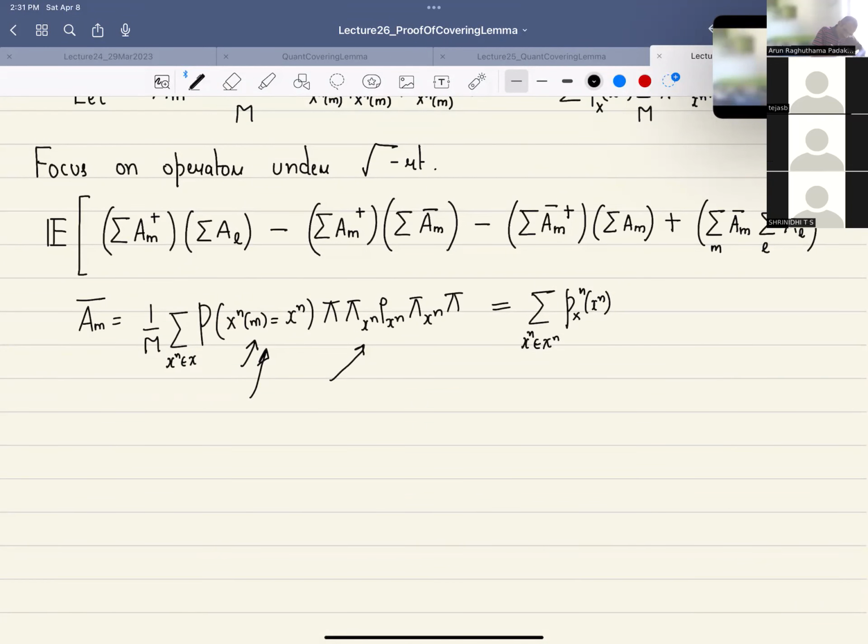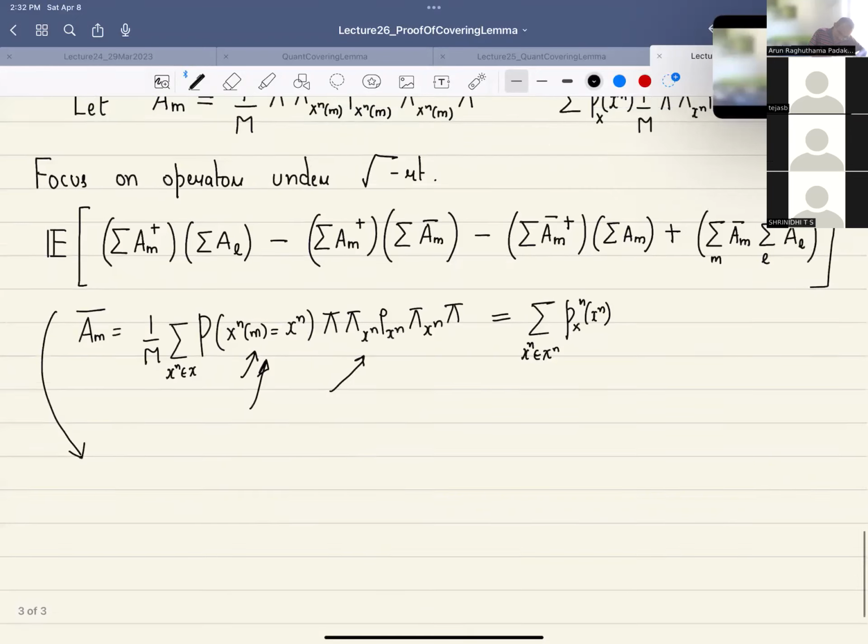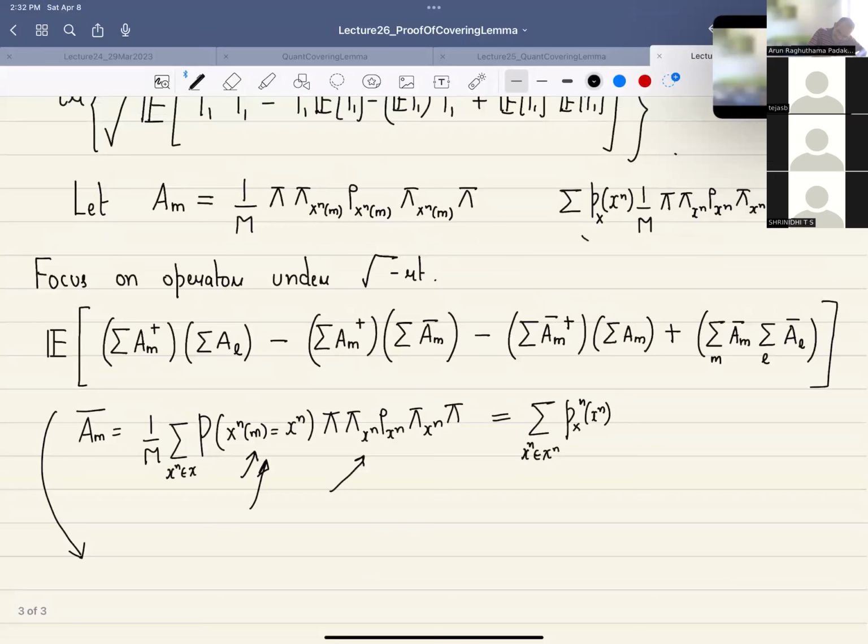Okay, so I'll continue. Please ask at any step; I'm just doing this elaborately, it would otherwise go very fast. There's an expectation outside. Whenever you see A_M bar, this term is sitting there. This is sitting here with the dagger. So it's dagger, dagger, dagger, dagger. This is sitting here, this is sitting here. Okay.